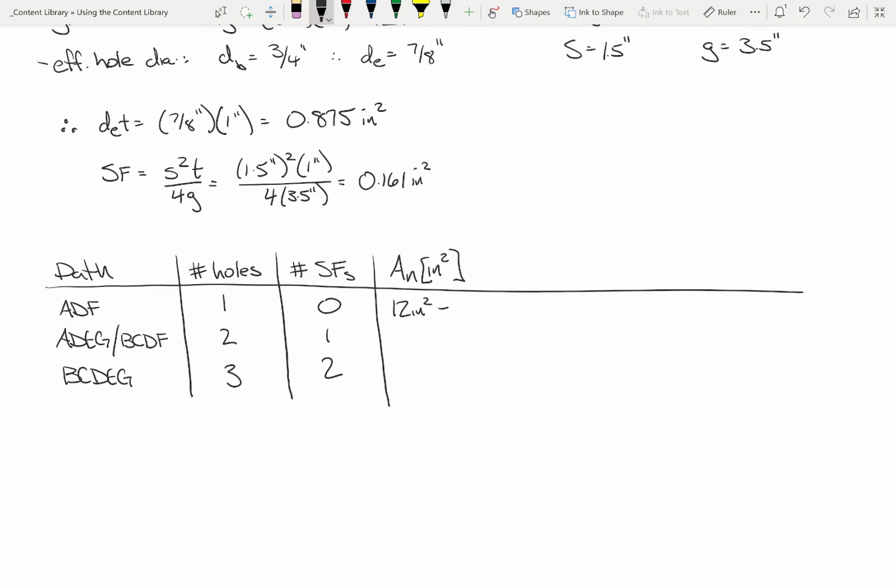Minus how many holes? Right? Okay, let's just write down the formulas for the remainder. So this is going to be 12 minus 2. But for this path, we're going to have to add. Here, we'll do it like this so we can follow. And then the same thing here.